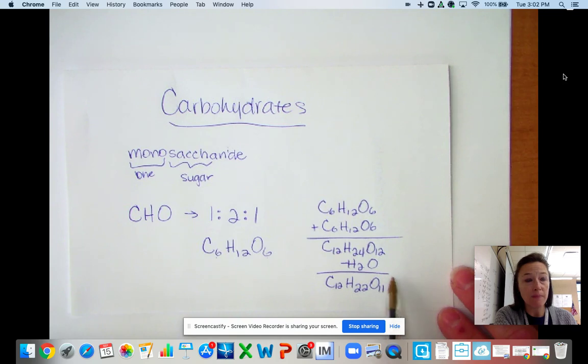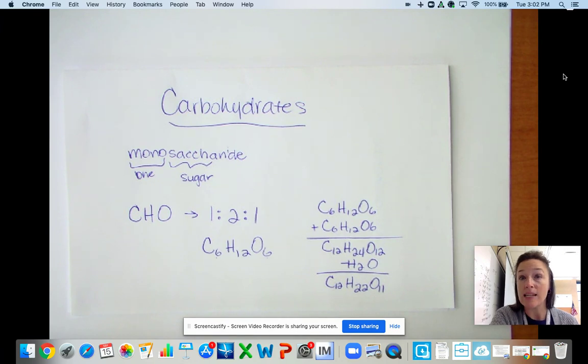If it was a lipid, you would see a lot fewer oxygens, like 1 or 2. So if it's pretty close, even though it's not exactly 1 to 1, then you can be pretty sure it is a carbohydrate. The main function of carbs is energy.